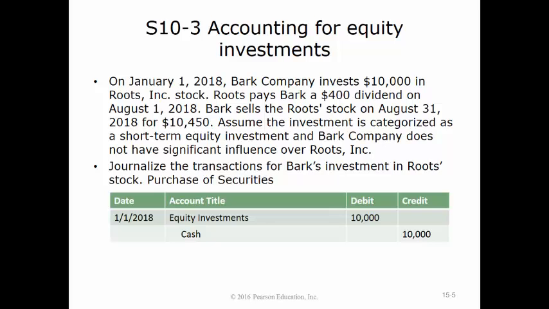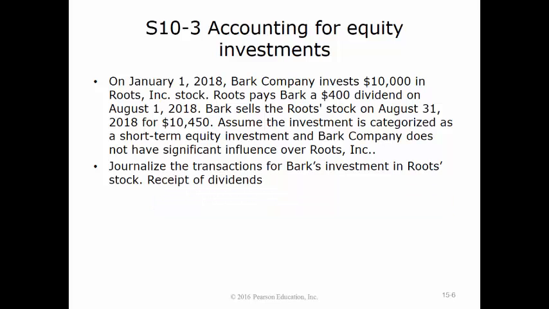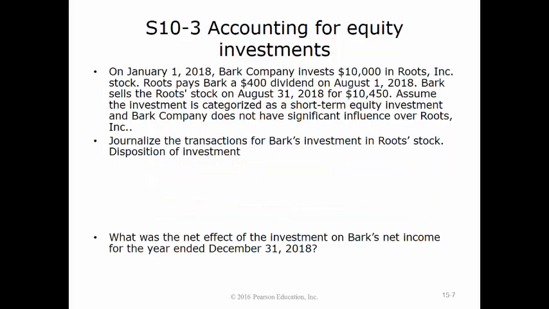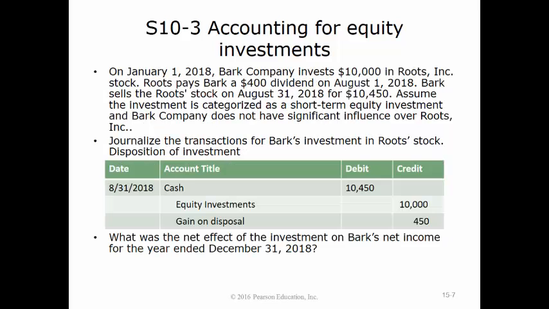First, we would record the purchase of the securities on January 1st, 2018 by debiting equity investments and crediting cash for the purchase price of $10,000. Next, we journalize the receipt of the dividends on August 1st, 2018 by debiting cash and crediting dividend revenue for $400.